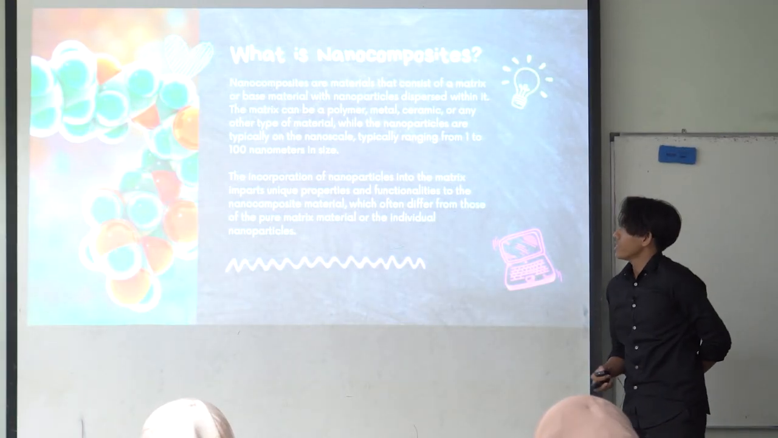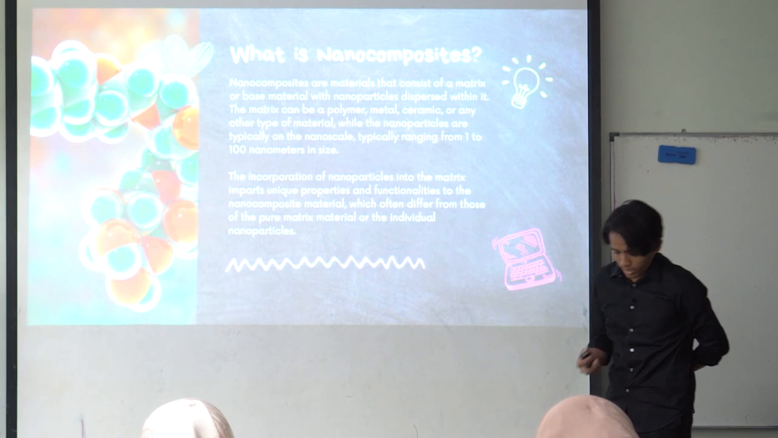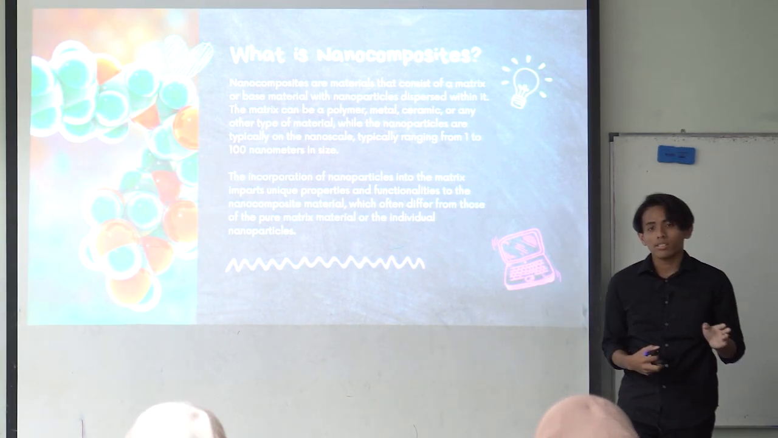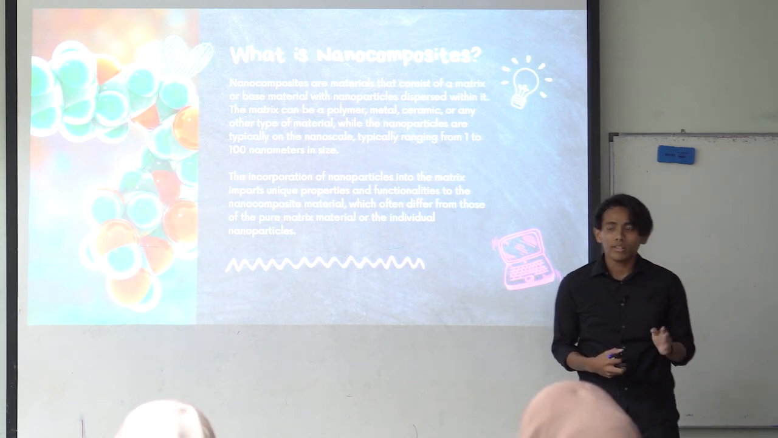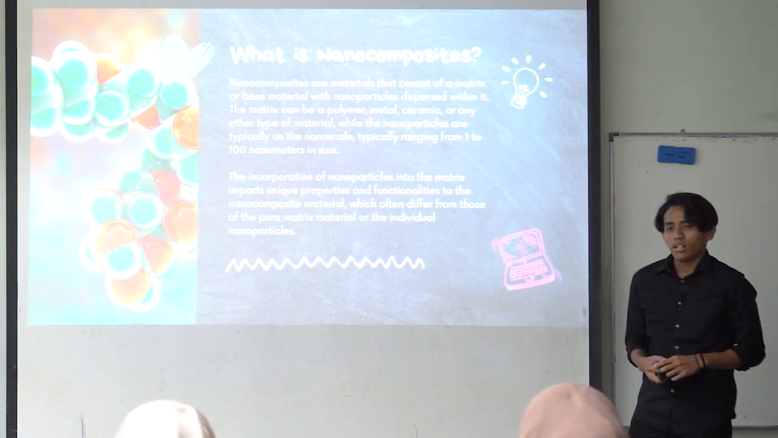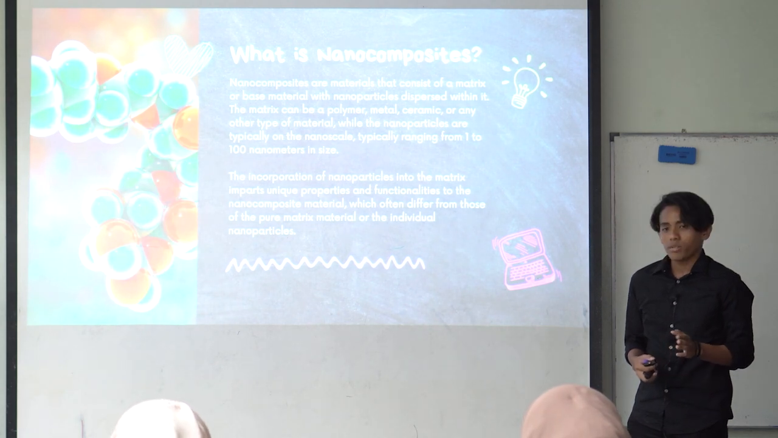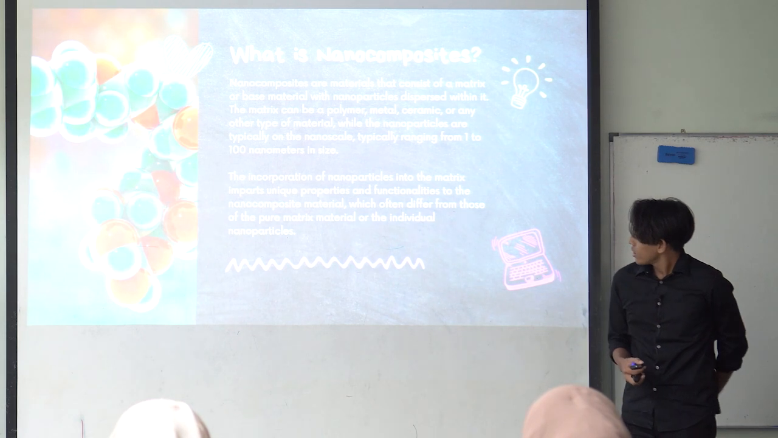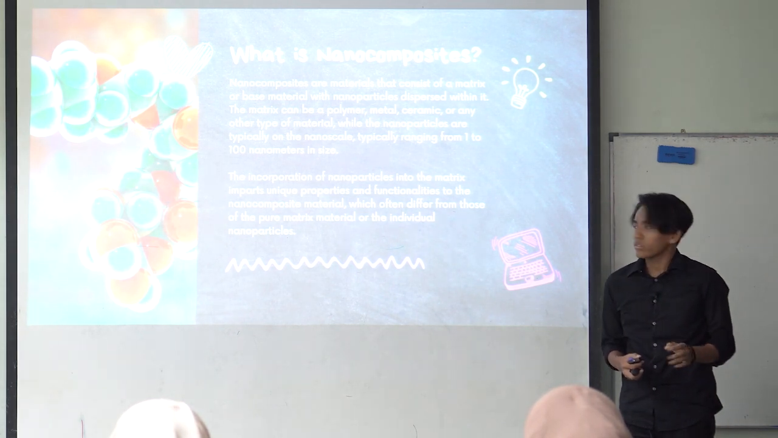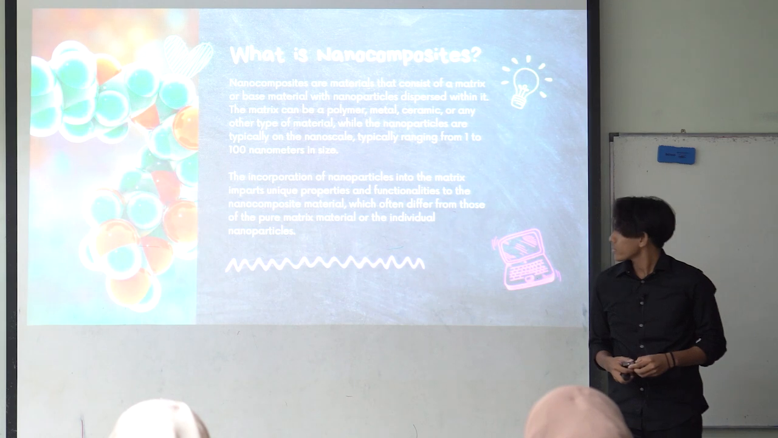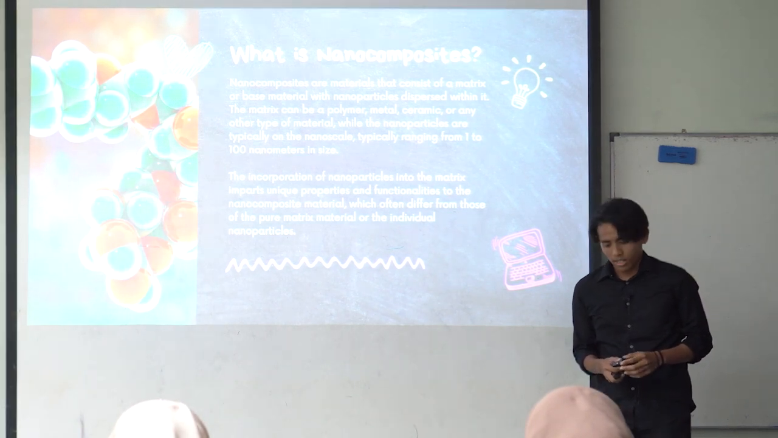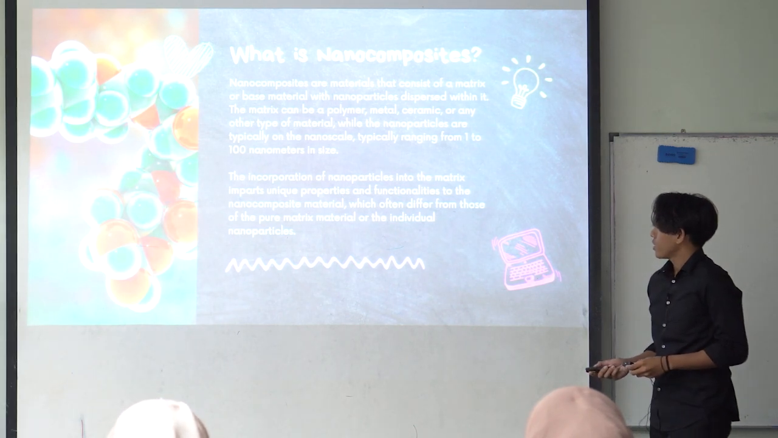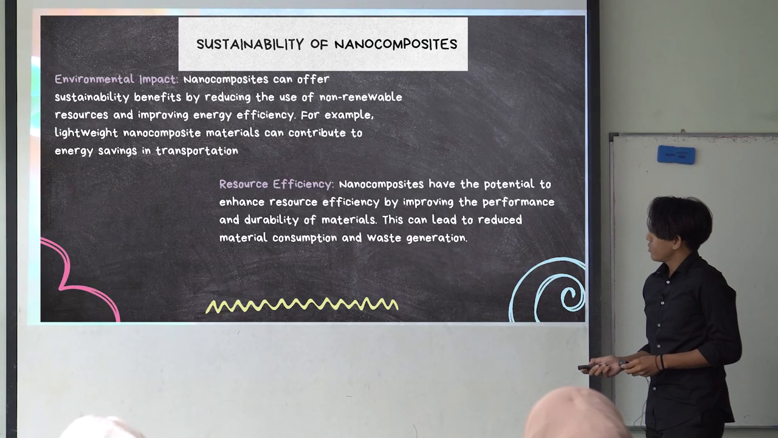What is a nanocomposite? So we're going to recap a little bit. A nanocomposite is a material that consists of a matrix or base material with nanoparticles dispersed around it. In simple words, a nanocomposite combines two or more materials, with at least one of them being a nanomaterial, with different physical and chemical properties. So we go on to the next one.